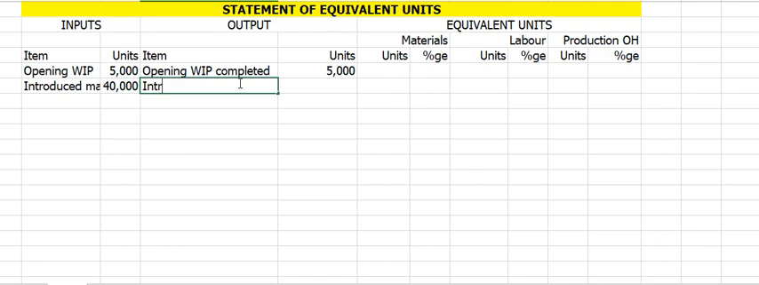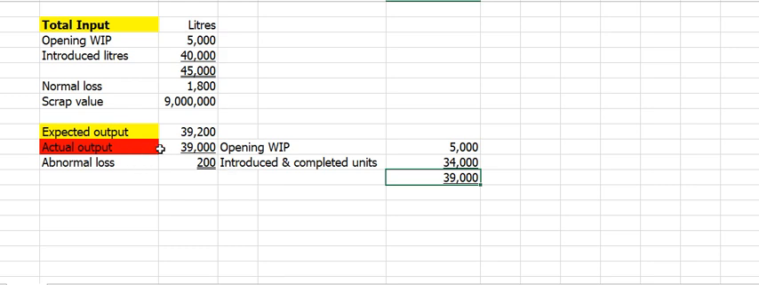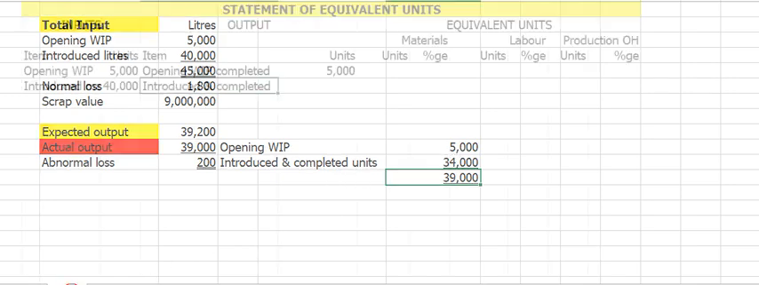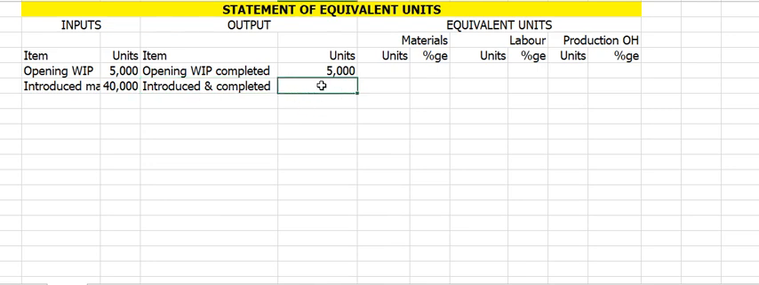But then we also have the introduced and completed. I talked about this previously, that as part of the 39,000 liters that we have completed, there is opening work in progress of 5,000. Then the introduced and completed is 34,000 liters. So here we have 34,000 liters introduced and completed.